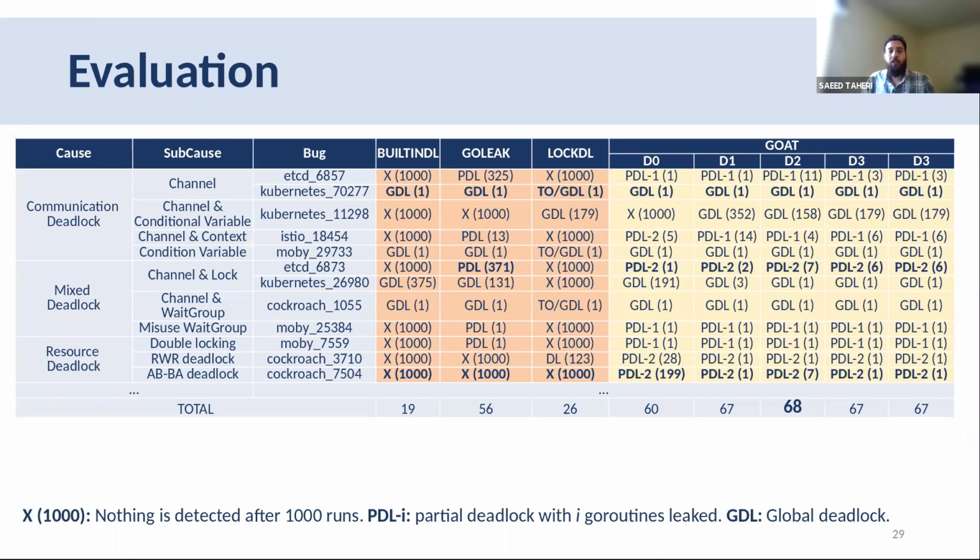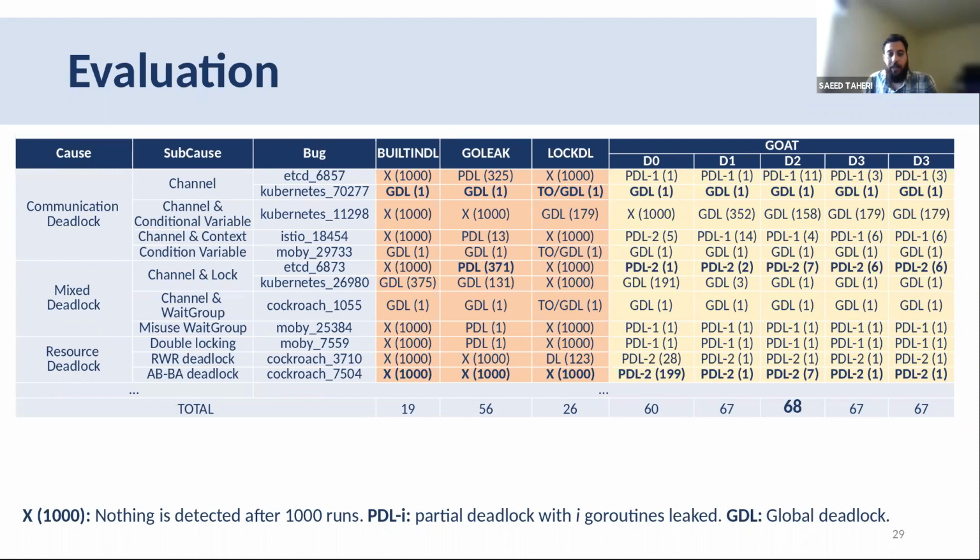This table partially shows the results of our experiments. Bugs are categorized based on their causes and the subcauses, which are the concurrency primitives involved in the bug. An X followed by 1000 in the parentheses means that the tool was unable to detect any bug after 1000 executions. The number in the parentheses is the minimum required number of executions to expose the bug. PDL means partial deadlock and GDL means global deadlock. The number after PDL is the number of Go routines that have leaked when main Go routine terminates.